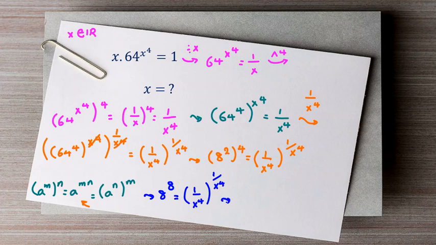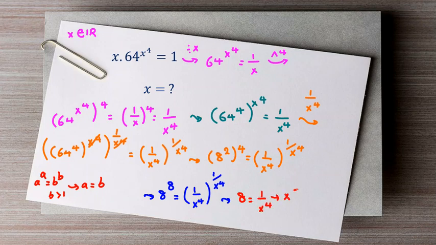So we conclude that we know that if a to the a equal to b to the b, and b greater than 1, then a equal to b. So here, 8 equal to 1 over x to the 4. So x to the 4 is 1 over 8.